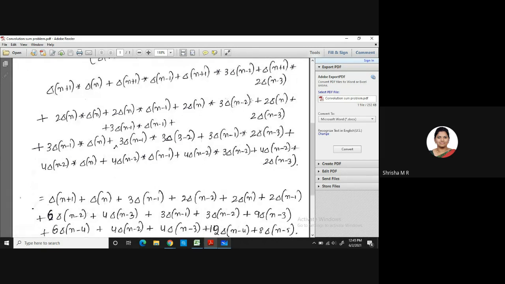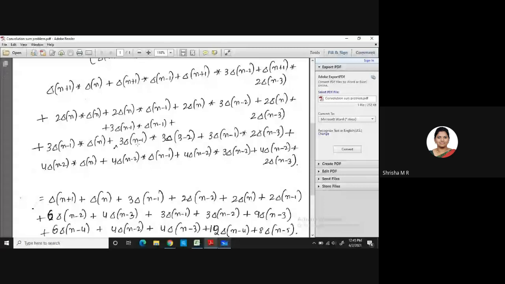Next you have 2 times delta n convolved with 2 times delta n minus 3. That would be 4 times delta n minus 3. Plus, next you have 3 times delta n minus 1 convolved with delta n. So that would be 3 times delta n minus 1. Okay, next you have 3 times delta n minus 1 convolved with delta n minus 1. So that would be 3 times delta n minus 2. Got it? Plus, you have 3 times delta n minus 1 convolved with 3 times delta n minus 2. This is n minus 2. So that would be 9 times delta n minus 3.